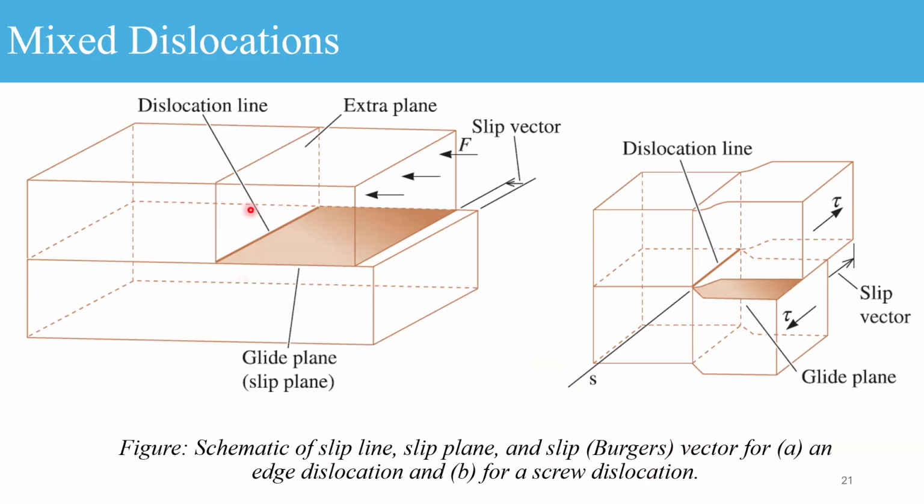So if this is the dislocation line, the slip plane is where the slip happens. Slip vector is the direction where slip happens. So for the edge dislocation, it is in this direction, and for the screw dislocation, the slip vector is in this direction. So basically it is parallel to the dislocation line for screw and perpendicular to the dislocation line for edge dislocation.